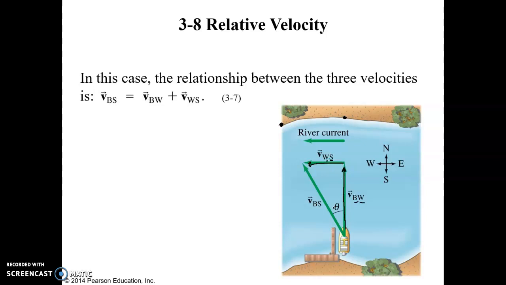Those two velocities will combine to end up causing the boat, if it aims straight across the river, to have a downstream diagonal vector, and that would be the velocity of the boat with respect to the shore. So these two different velocities come together to create a resultant.